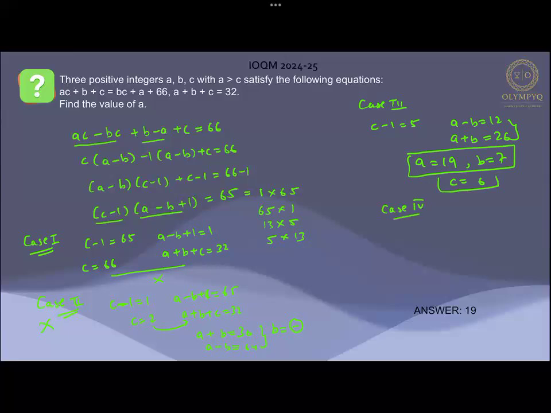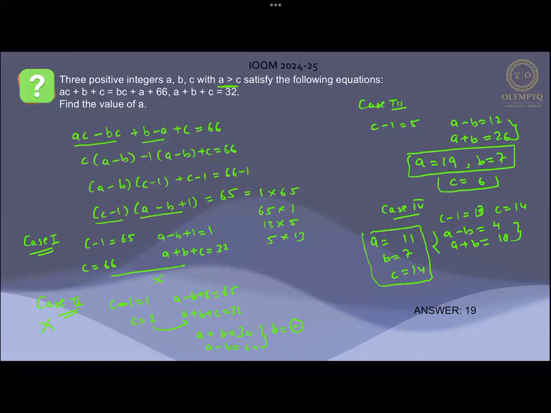Now moving on to the fourth case, and this is the last case. In this case, we can take the value of c - 1 going to be equal to 13. So from here, I'll get the value of c as 14. And after getting the c value as 14, I'll get a - b equal to 4 and a + b equal to 18. From here, if I solve, I'll get the value of a as 11 and the value of b as 7. And the value of c is equal to 14 that we have already found out. Now, these two cases are the accepted cases.